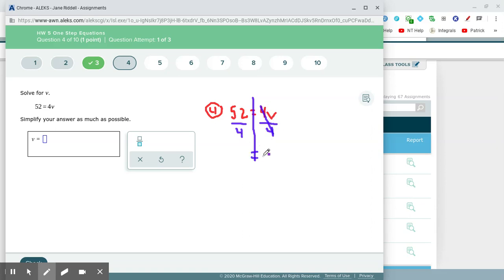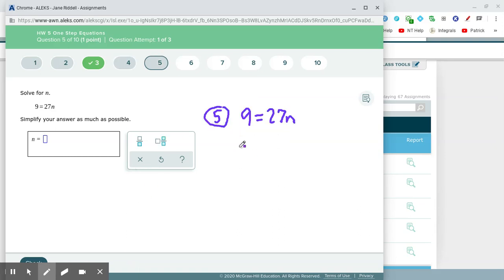That's just going to leave me with v on the right-hand side equals, and then 52 divided by 4. Feel free to use a calculator now in the second unit if you'd like to. So 52 divided by 4, 4 goes into 5 one time, remainder 1. 4 goes into 12 3 times. So v would be equal to 13. Double check. 4 times 13 does in fact give me 52.